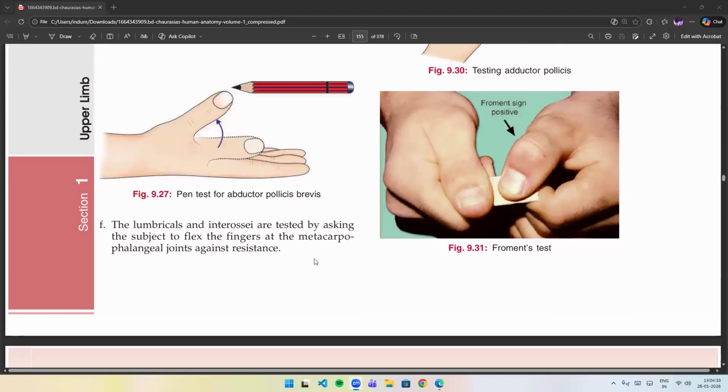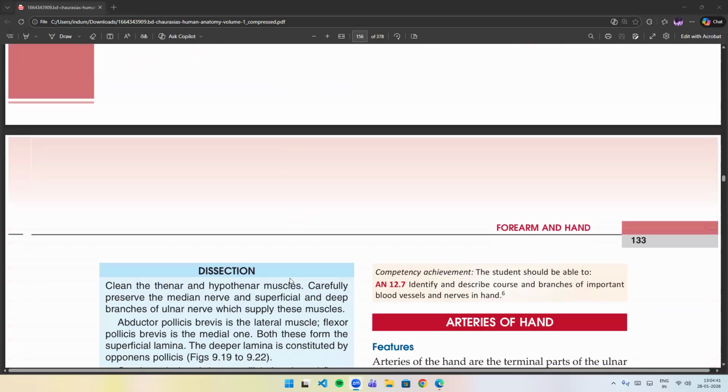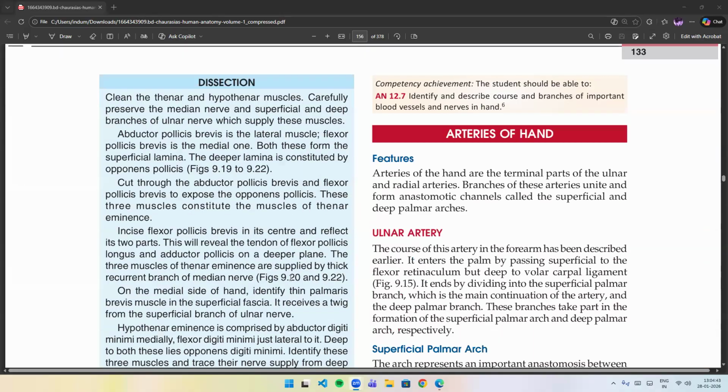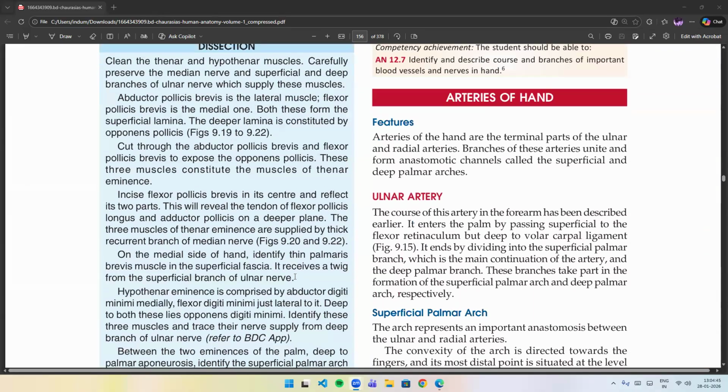The lumbricals and interossei are tested by asking the subject to flex the fingers at the metacarpophalangeal joints against resistance. Dissection. Clean the thenar and hypothenar muscles. Carefully preserve the median nerve and the superficial and deep branches of ulnar nerve which supply these muscles.